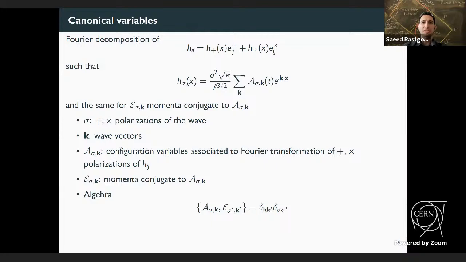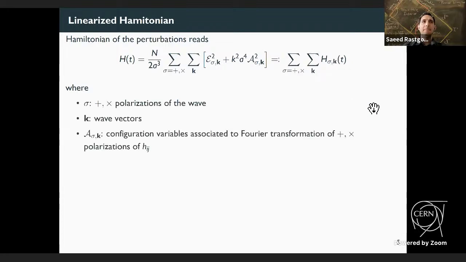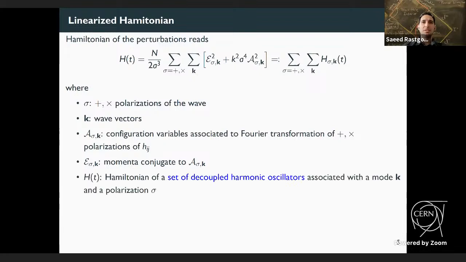The algebra happily becomes, as you see here, the delta. Because we are choosing box quantization, these deltas are not Dirac deltas, they are Kronecker deltas. Next is to write the Hamiltonian. The Hamiltonian for the whole system becomes like this, where a is the scale factor, N is the lapse, and this part is just the Hamiltonian density if you want. You see the Hamiltonian is also mode dependent and polarization dependent, and these carry all the information that I mentioned.